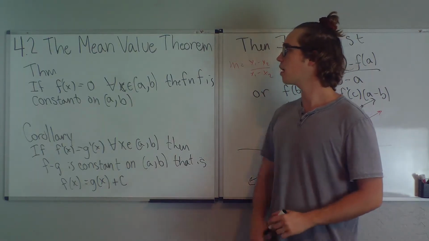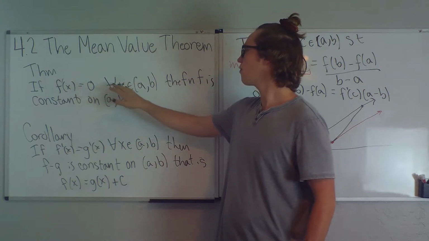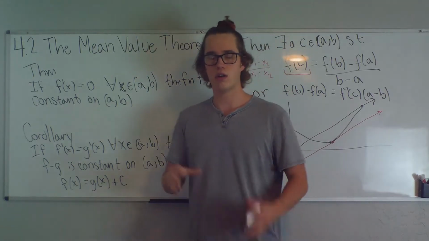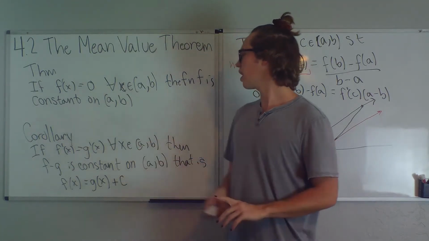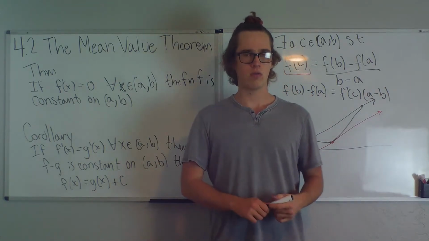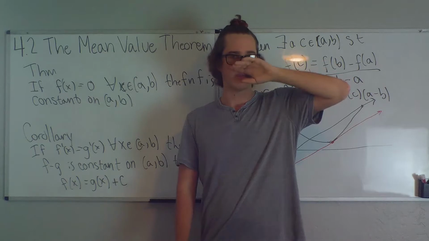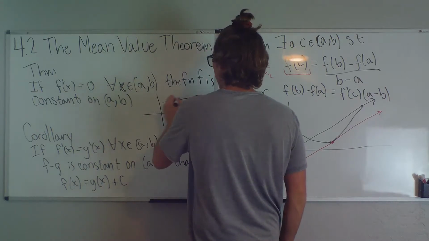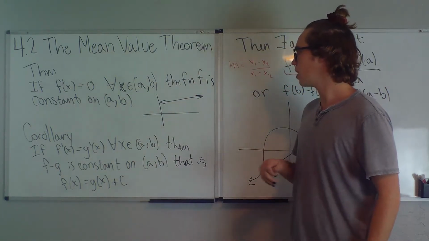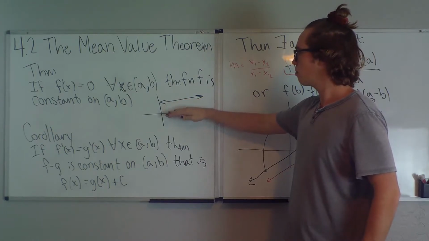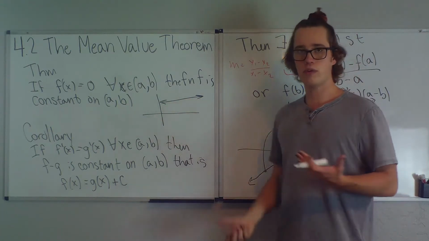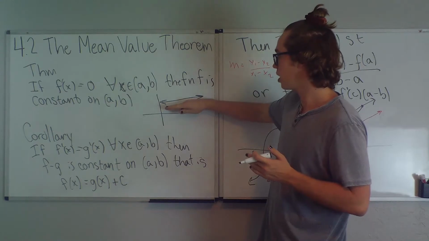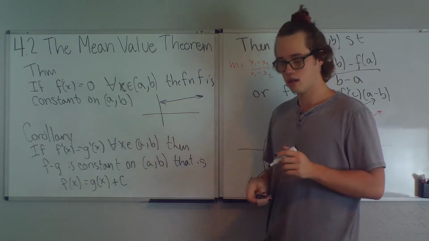Another theorem we have states that if f prime of x equals 0 for all x in the open interval a to b, then the function f is constant on a to b. What is this saying? Well, if its slope is 0, the change in the function is going to be flat from a to b, because a straight line parallel to the x-axis has a slope of 0. So if its slope is 0 from a to b the whole time, it's going to be a constant function, and it's going to be flat.